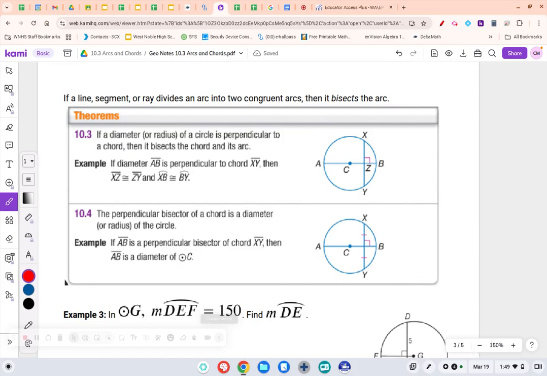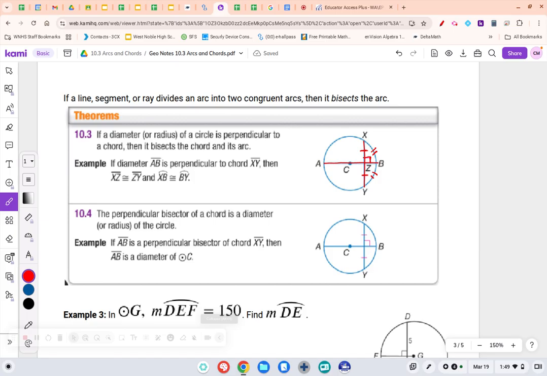If a diameter or radius of a circle is perpendicular to a chord, then it bisects the chord and its arc. That means, since we have a diameter here, and it is perpendicular to this chord, we are guaranteed that these two segments have to be congruent to each other, and these two pieces of the arc must be congruent to each other.